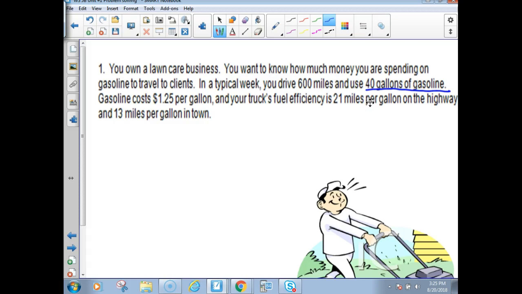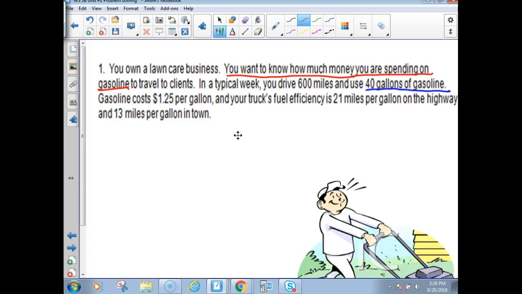And I want to determine again, what is the question? You want to know how much money you're spending on gas. Did it say per client? It didn't really say that. So it says gas is $1.25 a gallon and your truck's fuel efficiency is 21 miles per gallon on the highway and 13 miles per gallon in town. Well, if I needed to know, like, okay, who's living in town and how much am I spending on them, then I could make a more complicated equation.